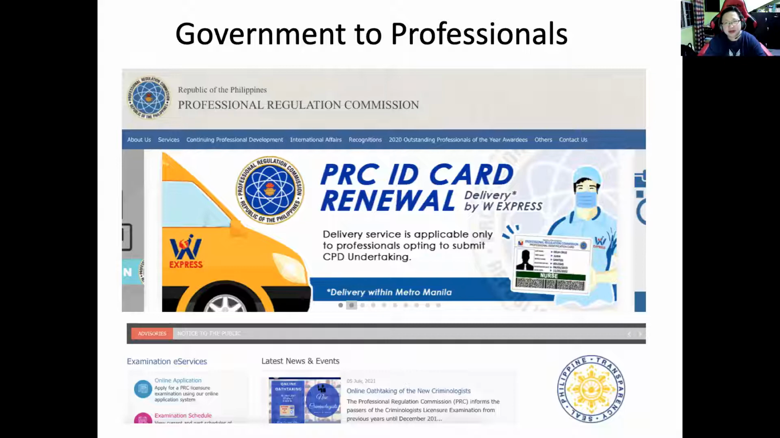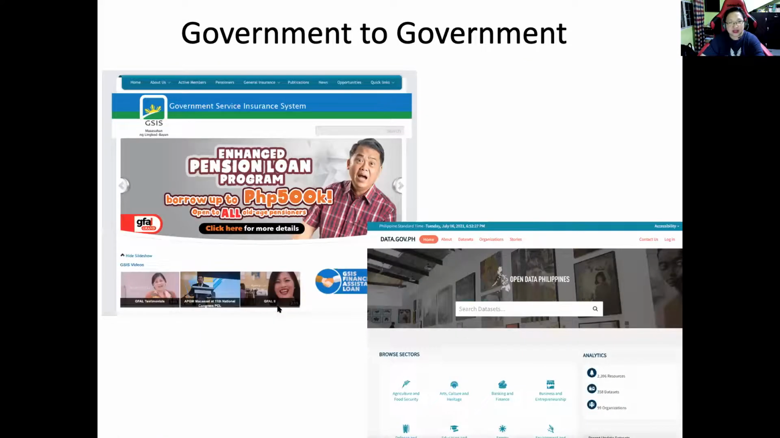Another example would be government to professionals. Like in the case of the Professional Regulation Commission website, which basically handles all the examinations, the board exams of professionals. This is where professionals go to apply for examination services, and I think even checking out and processing their continuing professional development, and getting information for renewal, among others, are being done through this website for the Professional Regulation Commission.